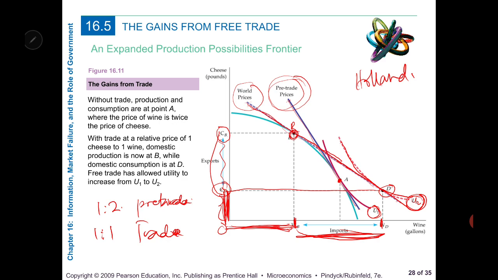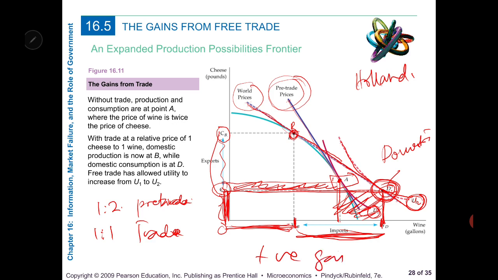So how is this in terms of comparing with the original position, which is pre-trade? With trade, you are able to consume more at D. This is domestic, because you can now have C but also higher wine. Compared to this one just now, you have very little wine. So the gain from trade here, compared to the loss from trade, this box versus this box, is larger. So you have a positive gain from trade.